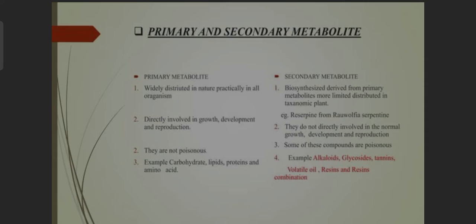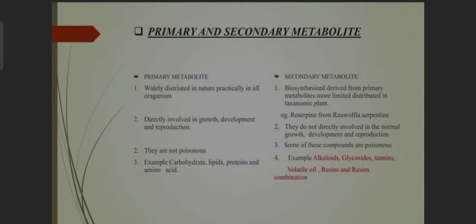Primary and secondary metabolite. Primary metabolites are widely distributed in nature, particularly in all organisms. Second, they are directly involved in growth, development, and reproduction. Third, they are not poisonous. Fourth, examples are carbohydrates, lipids, proteins, and amino acids.